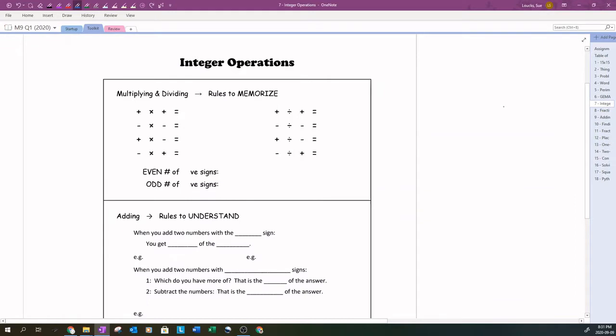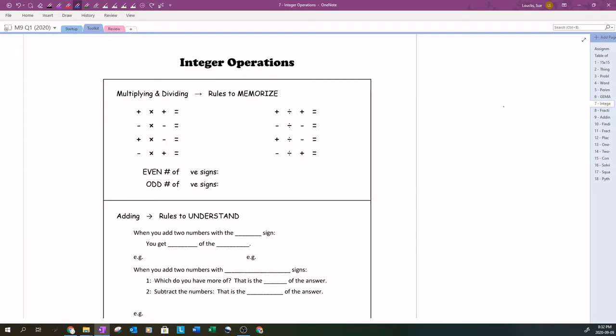Now, we call them integer operations, but really these rules apply to any number you work with: decimals, fractions, integers, which are like the counting numbers, positive and negative counting numbers. But these rules always apply, no matter what you're doing, even if you're using letters, variables, which we'll get into this year, the rules still apply. So the first set of rules you have to memorize.